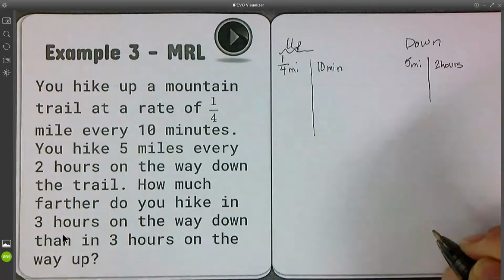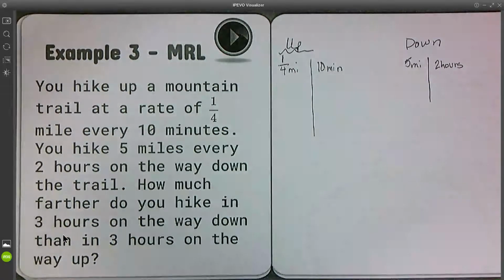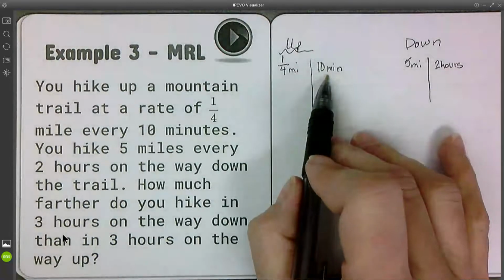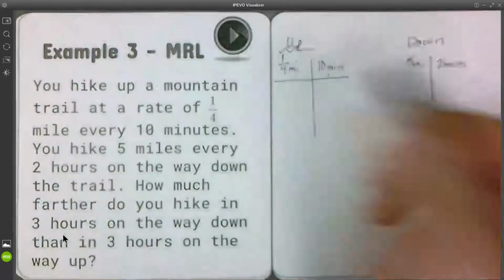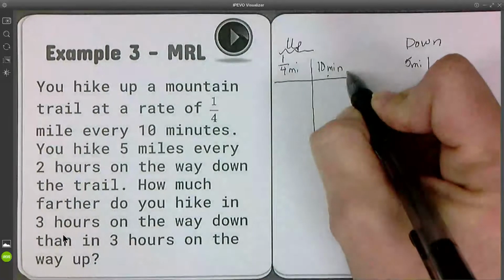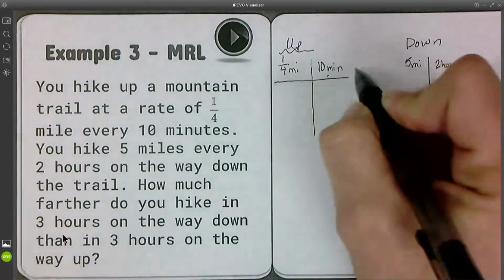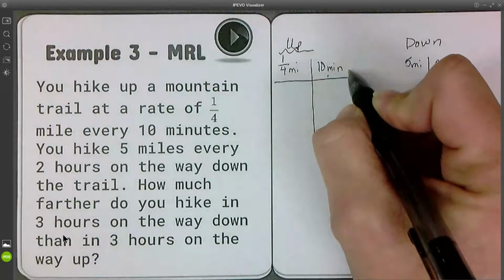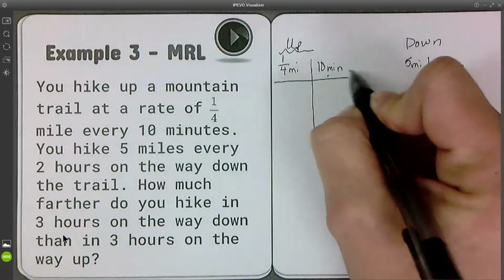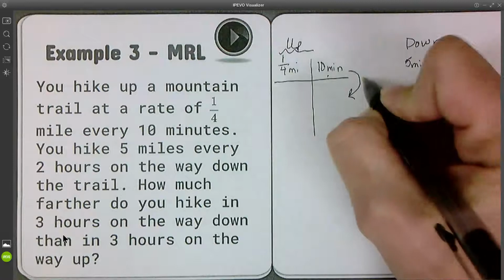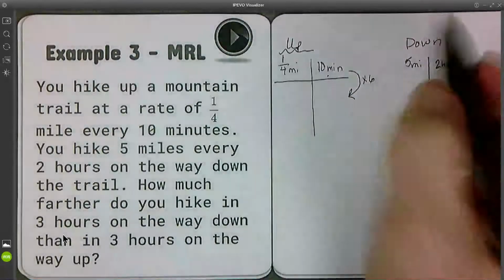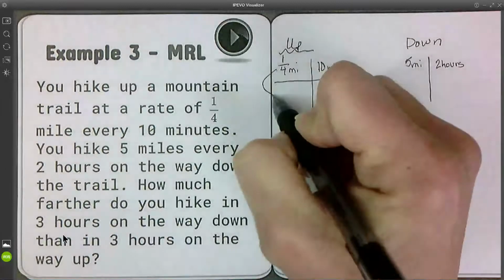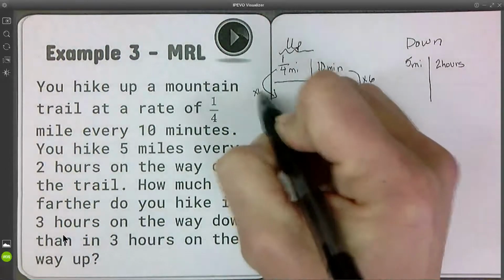Now, I have to work our way through here and turn our time into 3 hours on both of these. We're going to stick with moving up the mountain first. So I know that there are 60 minutes in 1 hour. So to get to 60 minutes, to turn this into 1 hour, I'm going to multiply my 10 minutes by 6. That will get me to 60 minutes or 1 hour. And if I do it to the minutes column, I have to do it over here to the miles column.